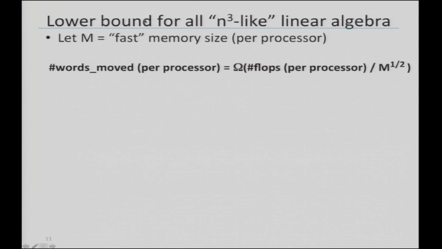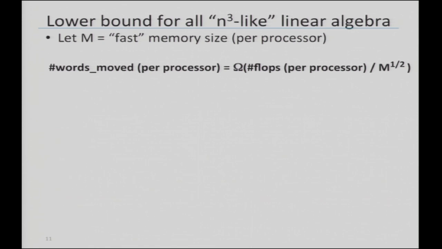So here's what the lower bound says. If you have one processor and you assign it a certain number of flops to do, the question is how much data does it have to move in and out to do that? And the answer is the number of words that processor has to move is lower bounded by some constant multiple of the number of flops it does, divided by the square root of its local memory size. So it scales by the square root of its local memory size. More memory, the lower bound goes down.